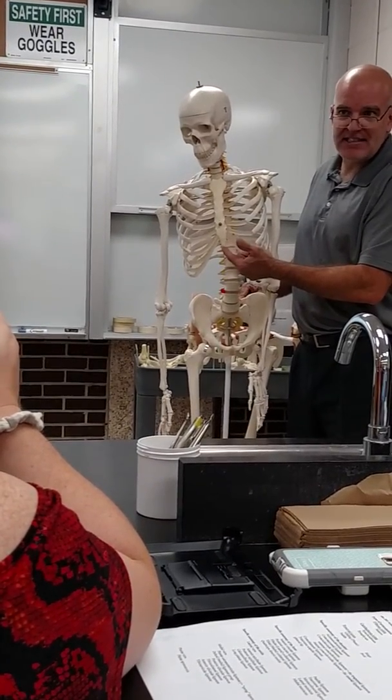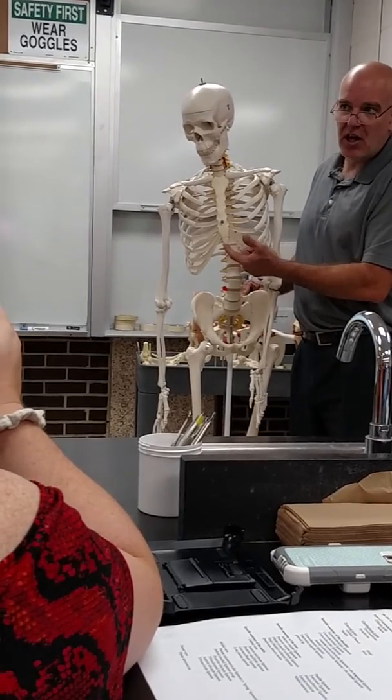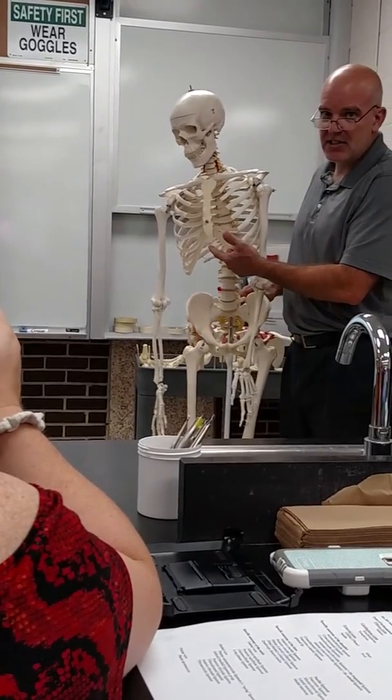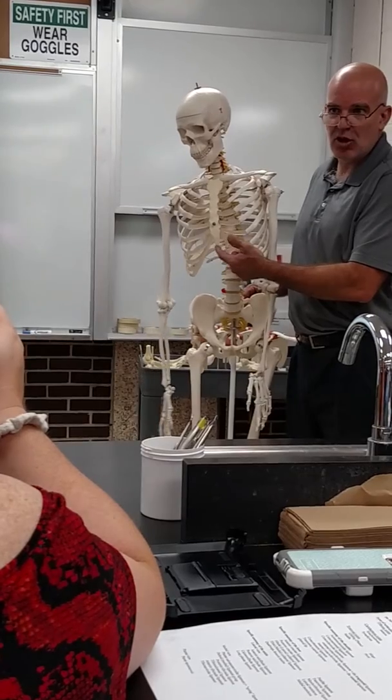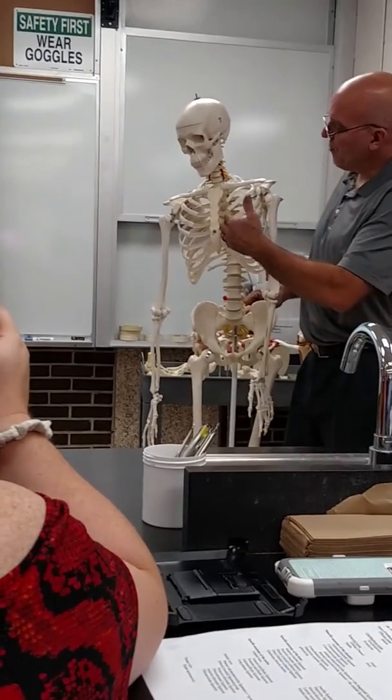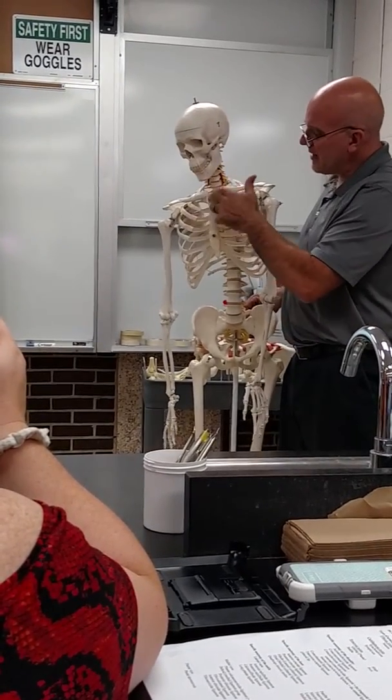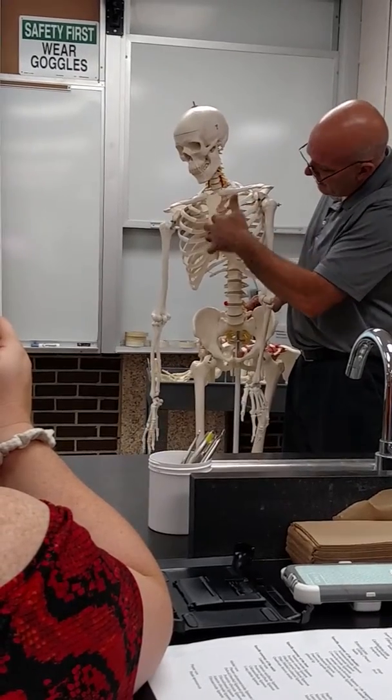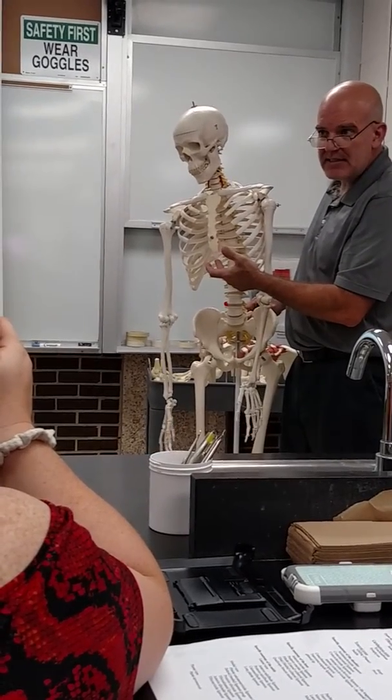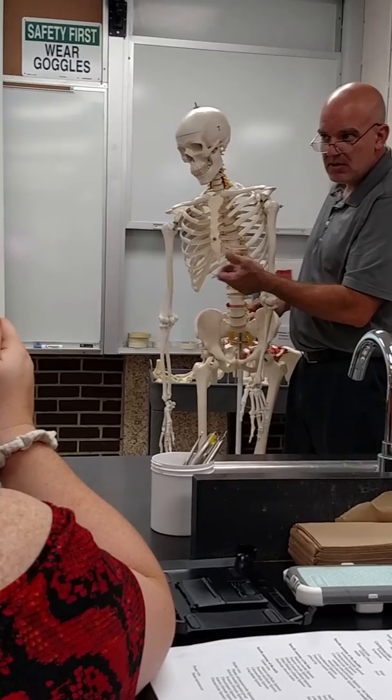Some people call this the xiphisternum. Some people call this the xiphoid process. Some of your rectus abdominis muscles hook right there. So the whole thing's the sternum, the top is the manubrium, this is the body, and this is the xiphoid process. Anything else on the sternum?